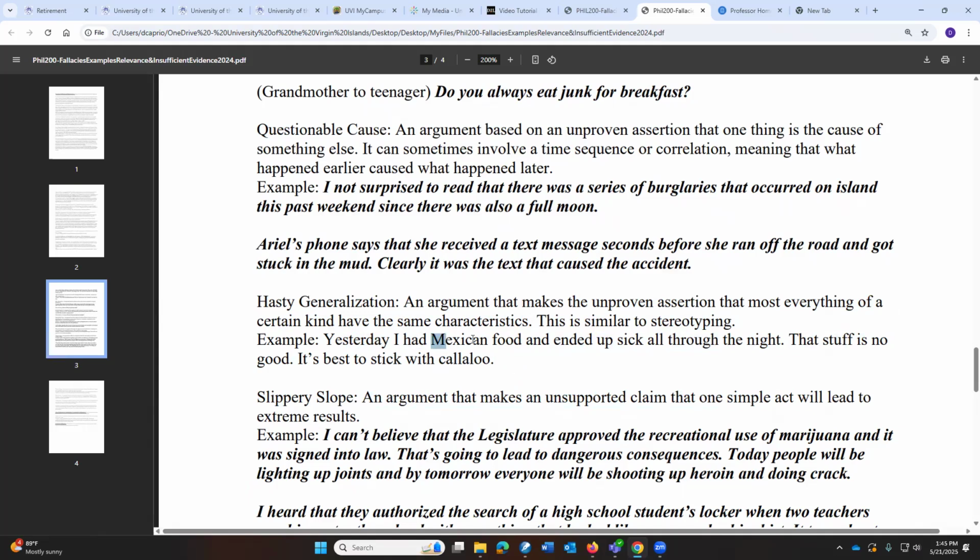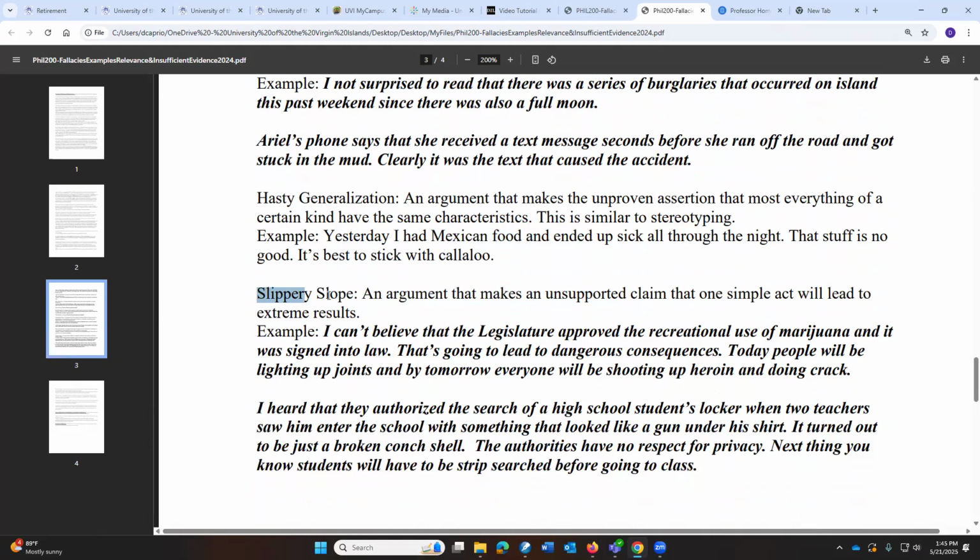But there may also be nothing wrong with the Mexican food. There might have been another reason why I was sick all night. Maybe I caught a bug. Maybe the drink I had had contamination in it. Who knows? All right. That's not really enough evidence to end up getting rid of Mexican food for good. Okay. The slippery slope.